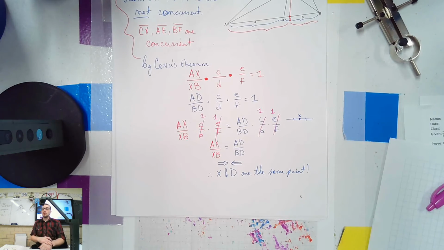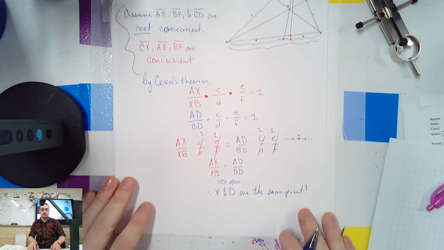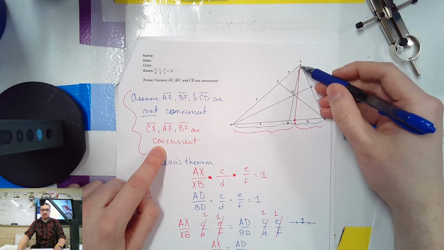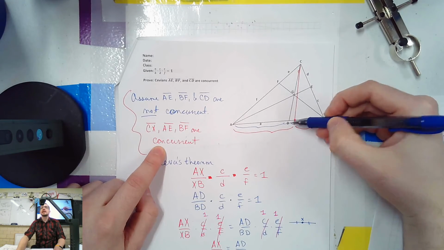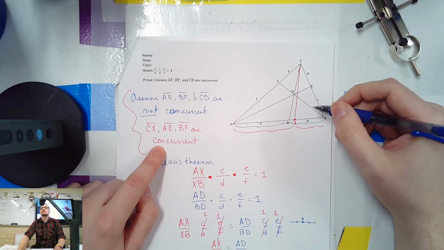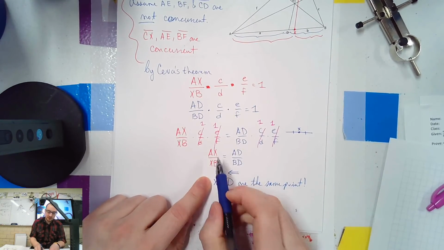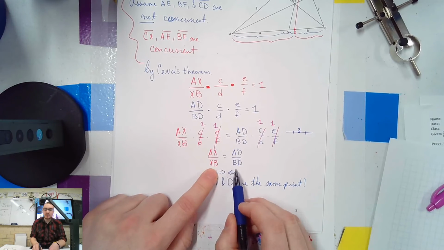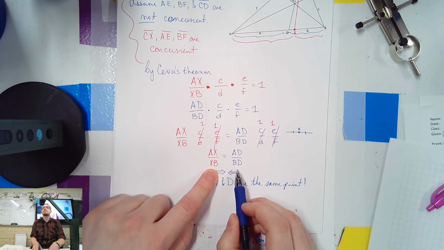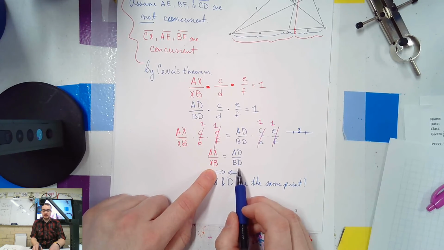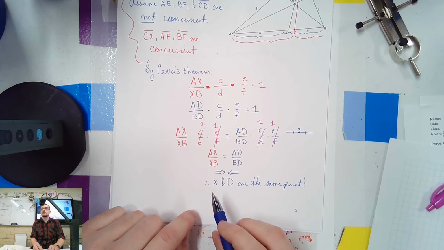And if they're the same point, didn't I assume that CX was concurrent? And if CX is the same as CD, then CD has to be concurrent, doesn't it? Let me say it again. X and D have to be the same point. It's the only way to make this true, right? If that was a D and that was a D, we'd have the same thing on both sides, right? This one just in reverse. X and D have to be the same.